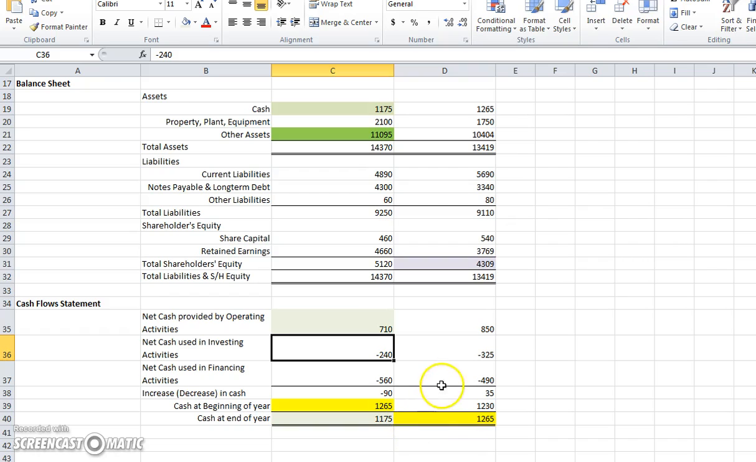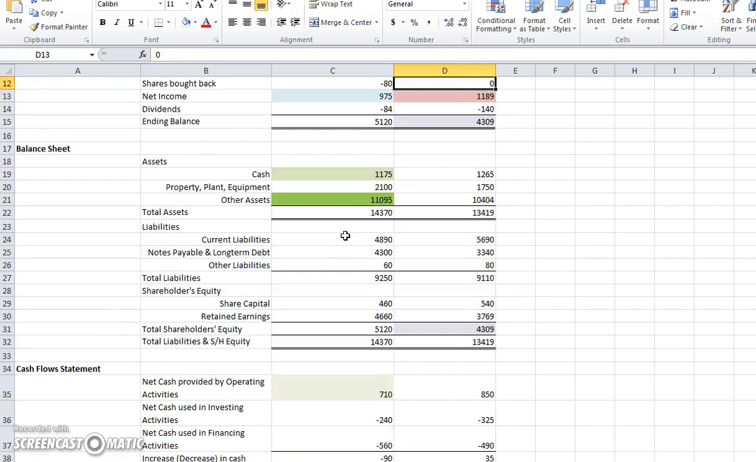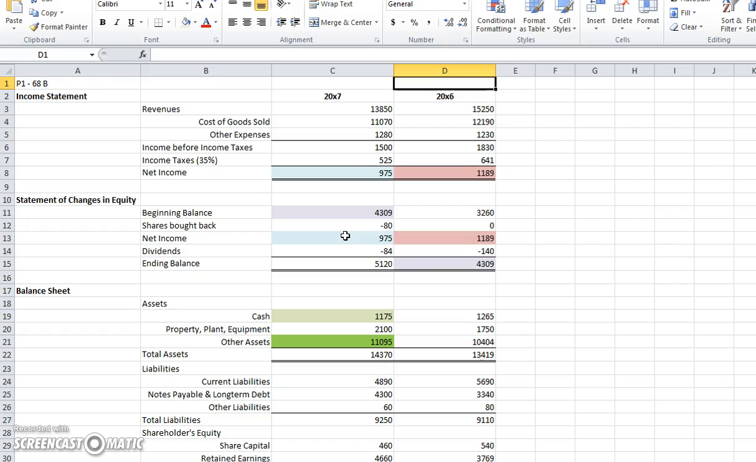I know it was long and involved, but as I say, if you understand how these four different statements, the income statement, the statement of changes in equity, the balance sheet, and the statement of cash flow, work together, it helps you understand how to interpret an annual report. This is very basic, of course.